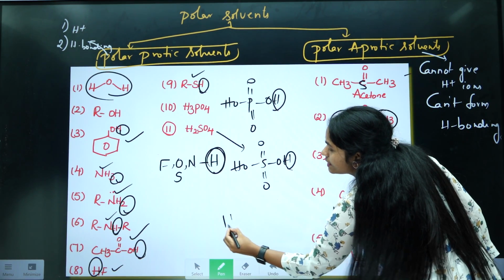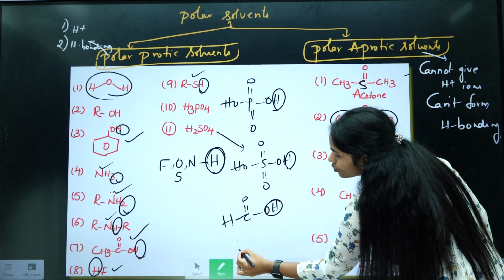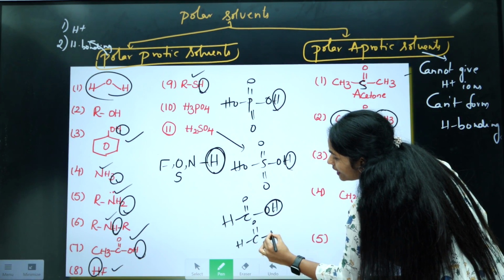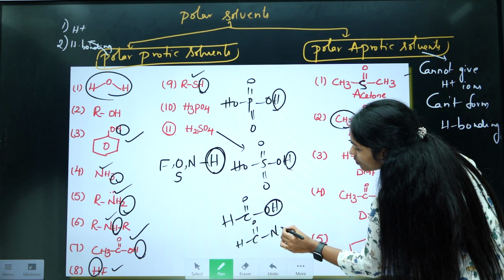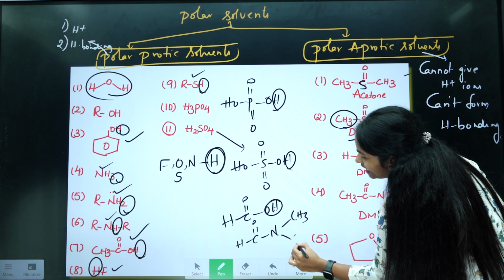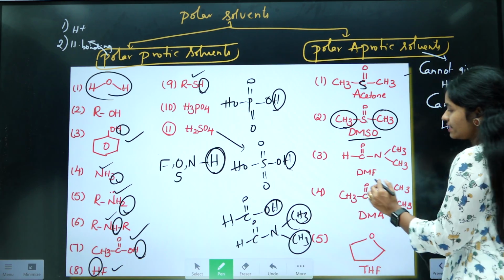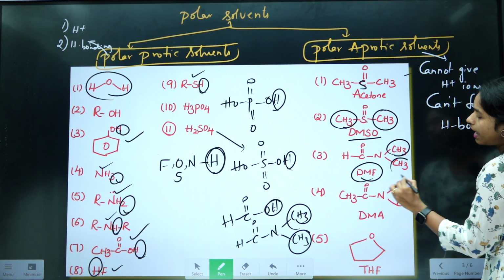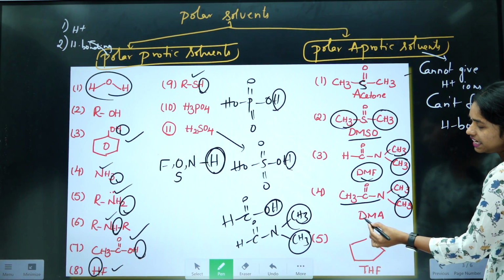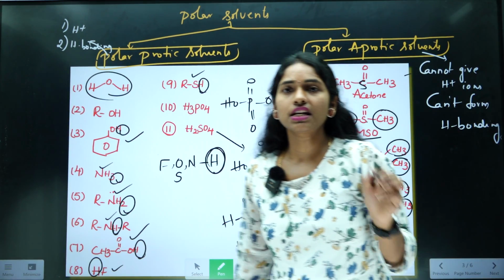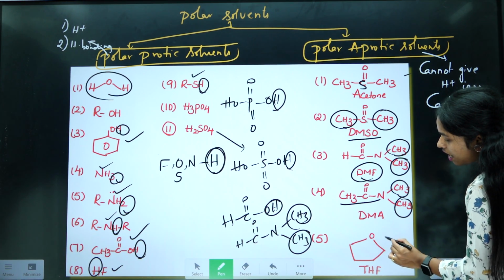Next, see, this is formic acid. Remove this OH and put NH2, then it is formamide. Remove these two hydrogens and put two CH3 groups, then two methyl groups are there, dimethyl formamide. See, DMF means dimethyl formamide. Next, this is acetamide. DMF is dimethyl formamide, DMA is dimethyl acetamide. This is tetrahydrofuran.